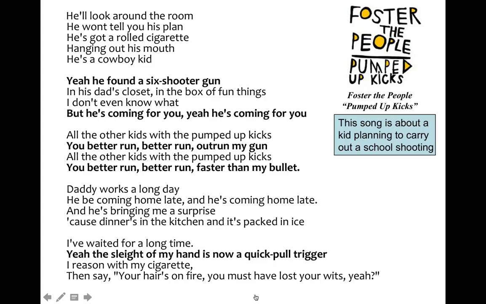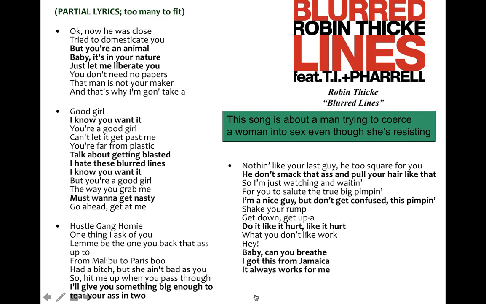So our first song, Foster the People, Pumped Up the Kicks, okay? Really nice beat, love the song, but the song is actually about a kid planning to carry out a school shooting. Okay? What did you notice about the other song, Blurred Lines? Okay, this song was actually about a man trying to coerce a woman into sex even though she's resisting.